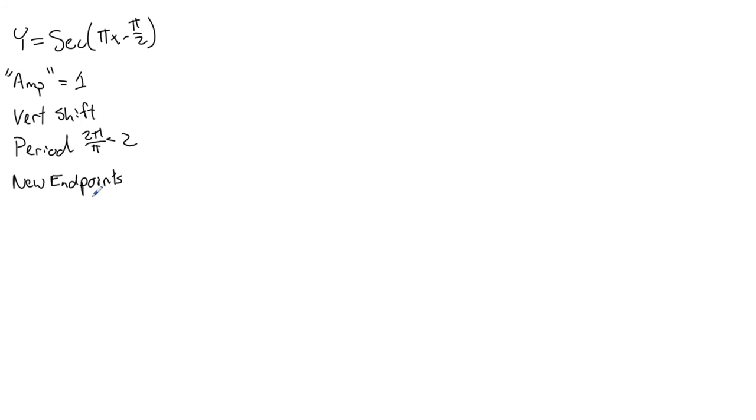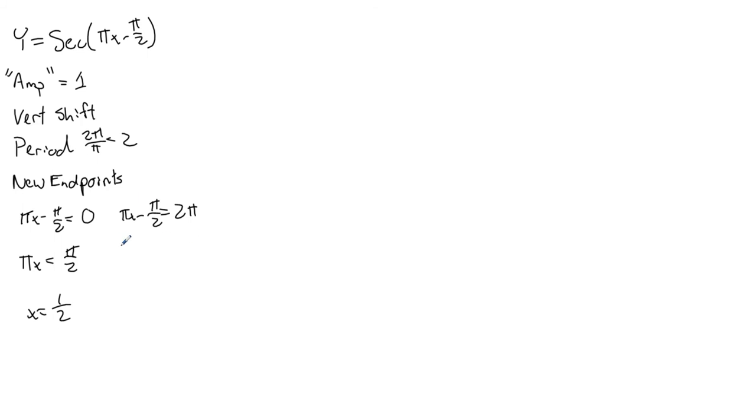Just like we did in the last one, we're going to set this whole expression, pi x minus pi over 2, equal to the endpoint 0, that's the original, and pi x minus pi over 2 equal to 2 pi, the final endpoint. And we're just going to solve for x in both of those. So I get pi x equal to positive pi over 2, and then when I divide both sides by pi, I get x equals 1/2.